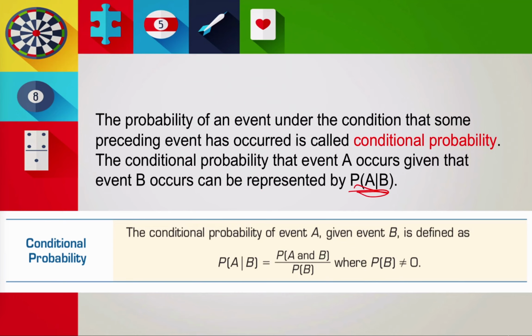And so we get this formula. The conditional probability of event A given event B is defined as the probability of A and B over the probability of B, where the probability of B does not equal 0, because then you'd get a divide by 0 error. So the second part is always your given, right? So it's the probability of some event given the given.